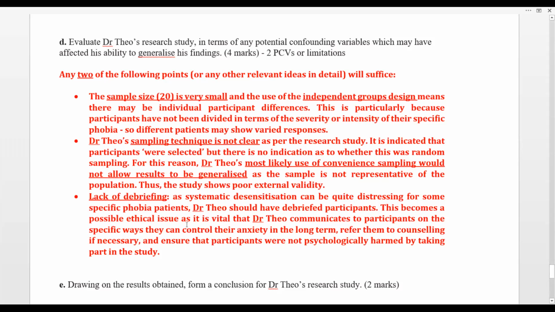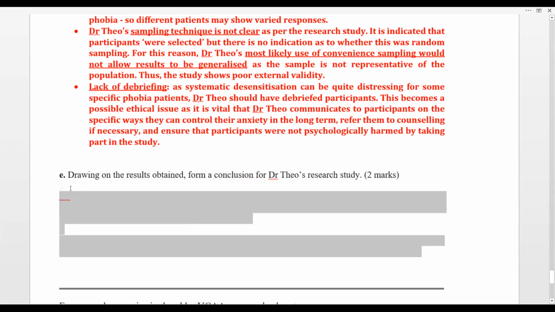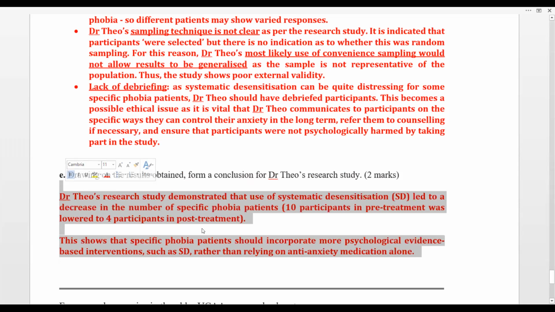So there could be a number of other responses you could come up with for this question, but these are just 4 examples. Okay. Alrighty, and the last question is: drawing on the results obtained, form a conclusion for Dr. Theo's research study. So again, remembering that we need to include the name of the sample. In our conclusion, we have to include the direction of effect, so whether the DV is increasing or decreasing, and we need to include some mention of the IV as well. So I'll just show you guys the sample response here.